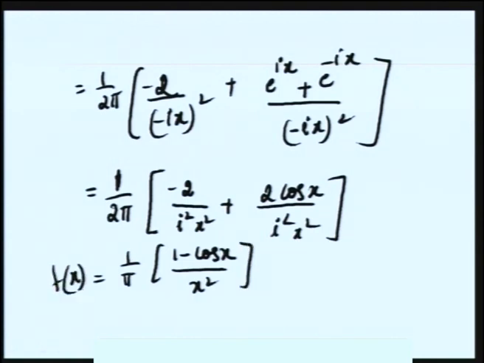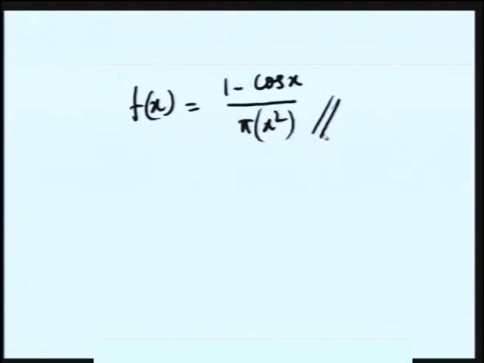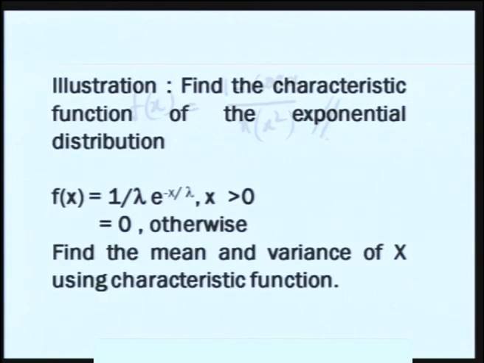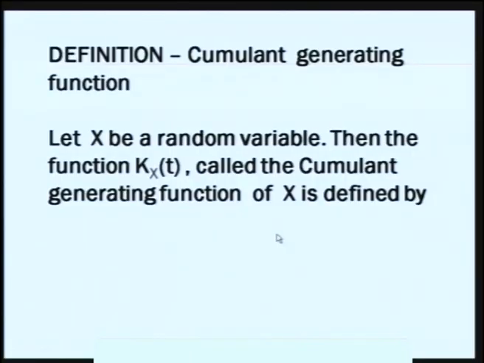Hence, we have found out the probability density function as 1 minus cos x by pi into x square for the given characteristic function. So far we have dealt with the characteristic functions, characteristic function properties and a problem finding characteristic function for probability mass function, finding characteristic function for probability density function and finding the probability density function when the characteristic function is given. So, the next concept is cumulant generating function.